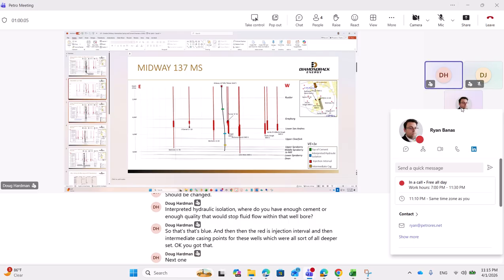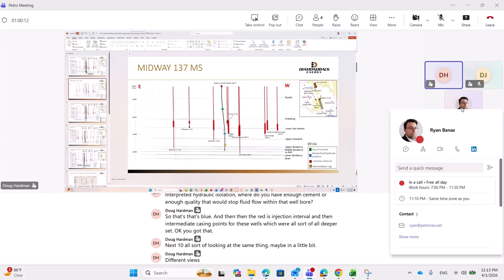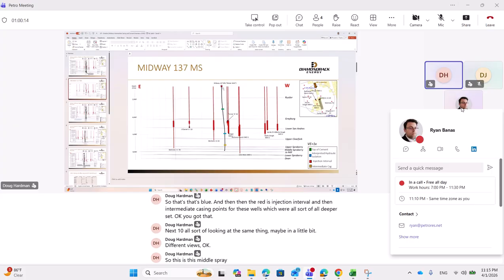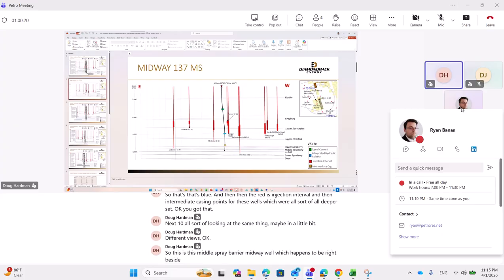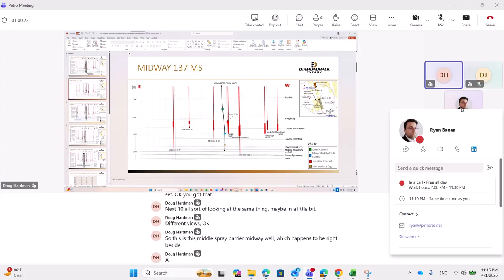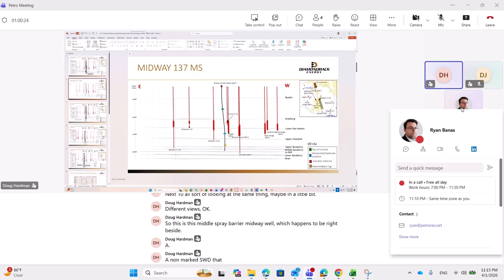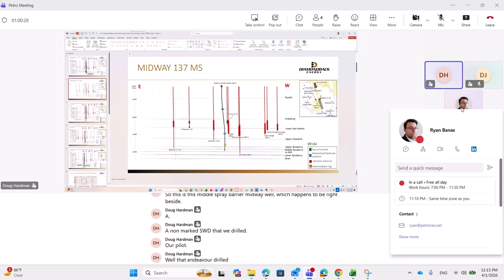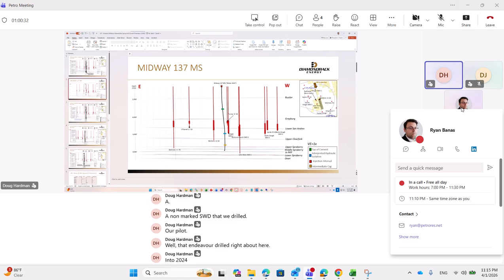The next ones are all looking at the same thing, maybe in slightly different views. This is the Middle Sprayberry Midway well, which happens to be right beside a non-marked SWD that we drilled, or a pilot well that Endeavor drilled right about here in 2024. So I'm going to jump to that.